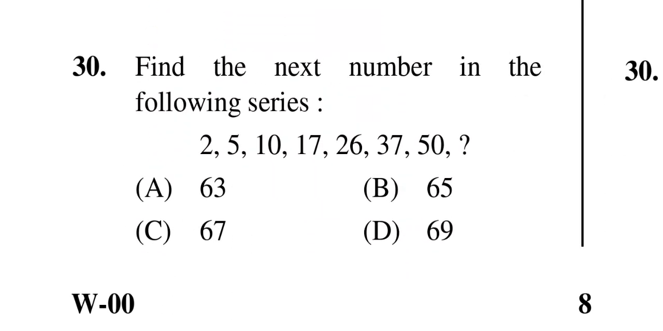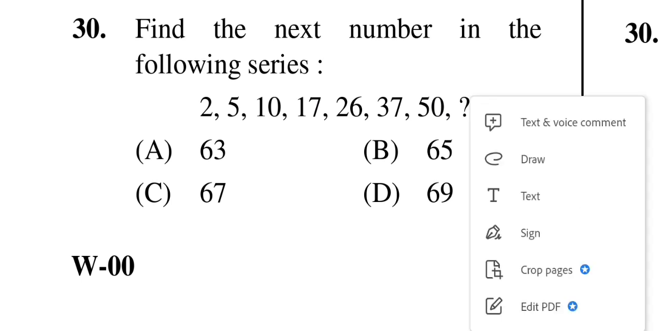30. Find the next number in the following series. We have to find the next number in the following series. 2, 5, 10, 17, 26, 37, 50, question mark. Options: 63, 65, 67, 69. So the correct answer of 30 will be B. 65 is the correct answer.